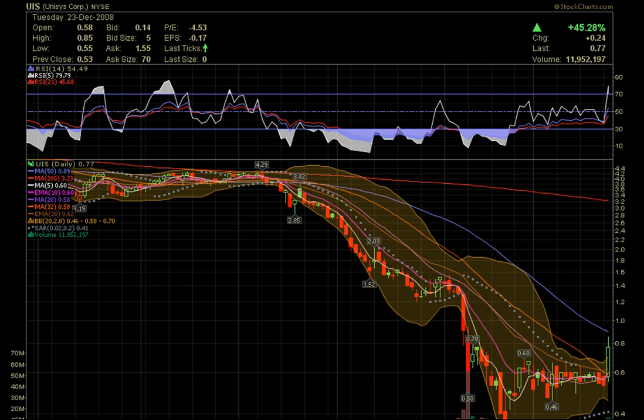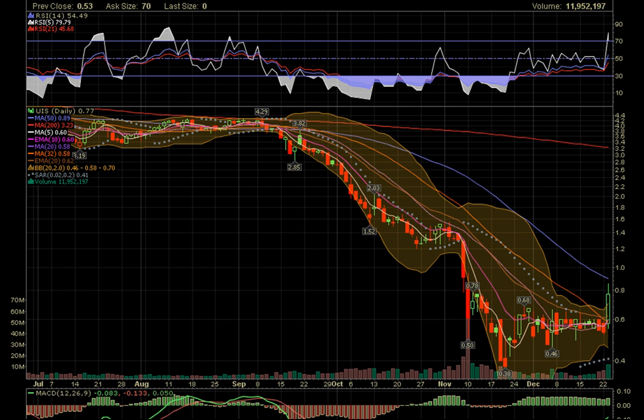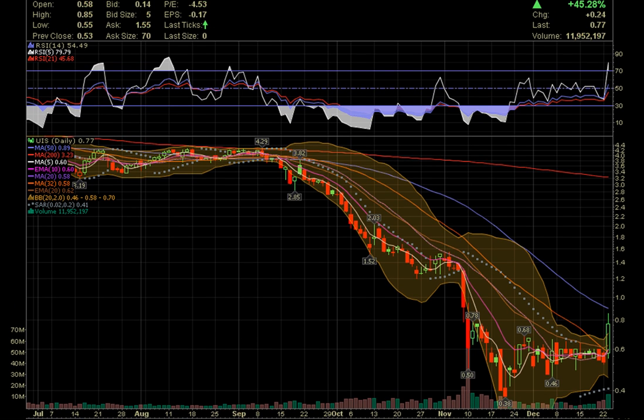Going to take a look at UIS, the day trade that I made yesterday. We're going to start by looking at the daily chart and seeing what I was looking at. I did that quick video during the day yesterday. There's a resistance. Let me make that line a little bit thicker for you to see easier.